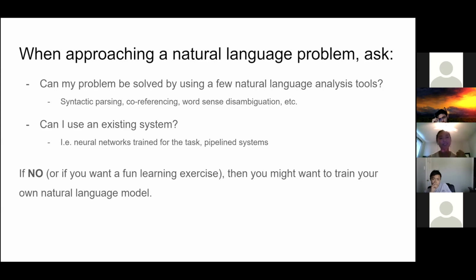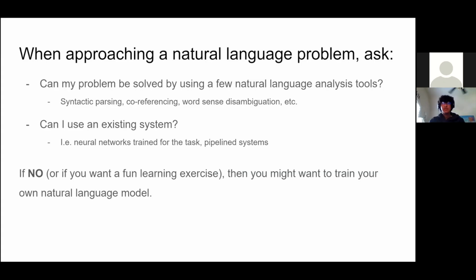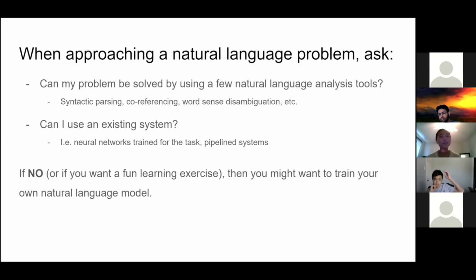So if you're answering no to both of the above questions, or if you want a fun learning exercise, I guess, then you might want to train your own natural language model. I'm going to caveat this with the fact that, well, this is very fun, and today it's pretty simple. It's not always good if you're trying to come up with a shippable product. But we'll get into it anyway because it's very cool, and that's mainly the realm where I work in instead of the application side.